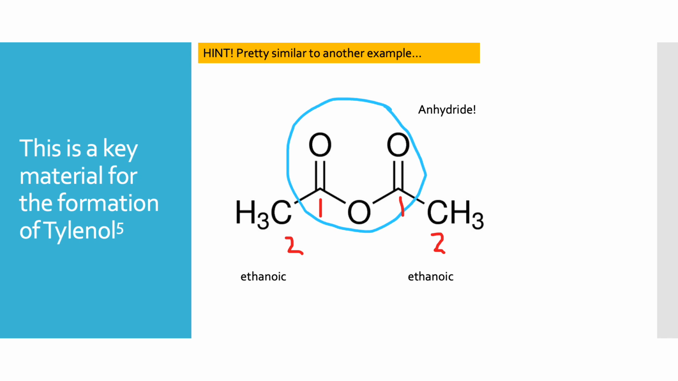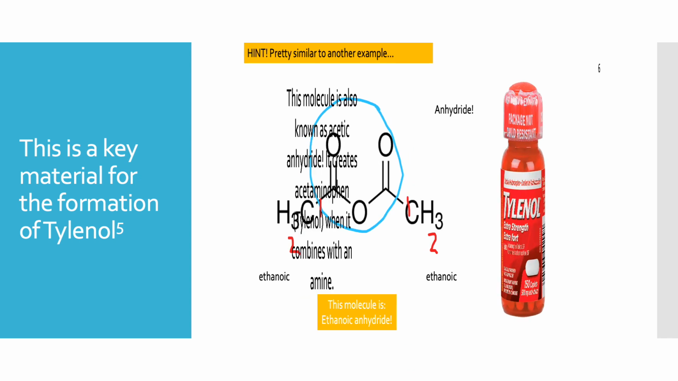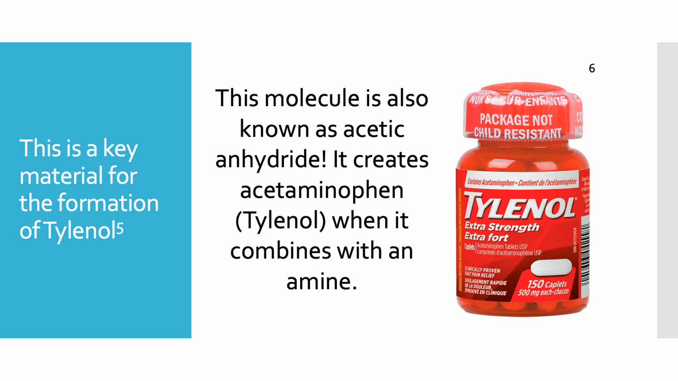Only one step is left to finish the name. We just have to add the simple suffix anhydride. So this molecule is going to be called ethanoic anhydride. This is more commonly known as acetic anhydride. It creates acetaminophen, the main ingredient in Tylenol, when it combines with an amine.